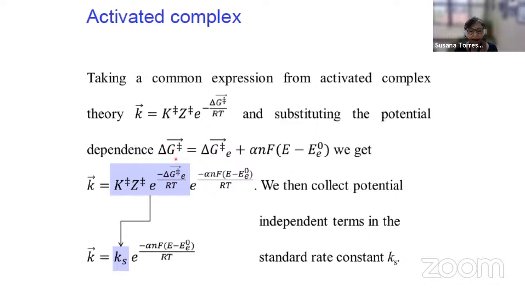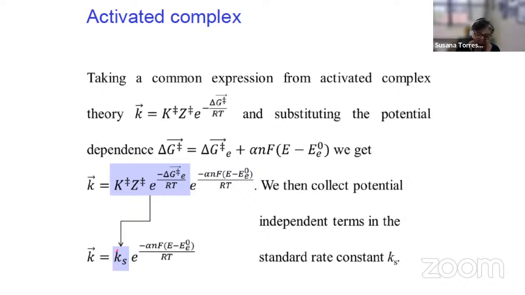We know that the delta G of transition will be equal to the delta G of transition at the equilibrium plus the term with the potential dependence. So in this case, we are going to get this equation, and in this equation we can distinguish two parts: a part that is independent of the potential, and an exponential that is dependent on the potential. The part that is independent of the potential is what is called the standard rate constant that we have defined in the first part of the talk, the k0.